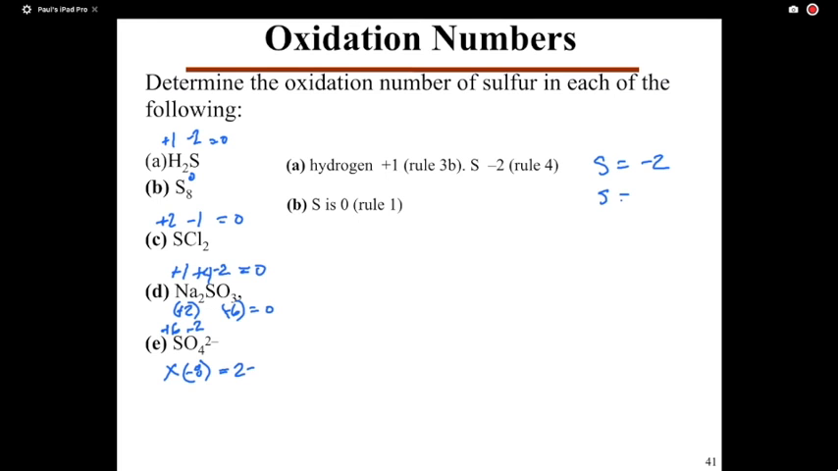In this case, sulfur was a 0. In this case, sulfur was a +2. In this case, sulfur was a +4. And in this case, sulfur is a +6, based upon how the reaction has occurred and the compound that you're given. All right? And so we know halogens, -1. We know alkali and alkaline earth metals, +1, +2. That's good. Oxygen, -2. That's good.